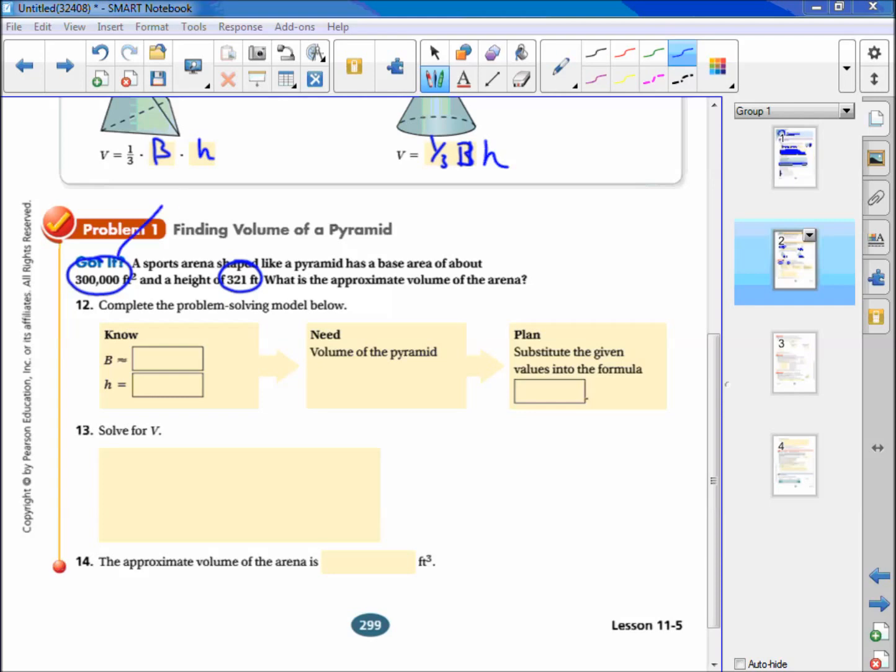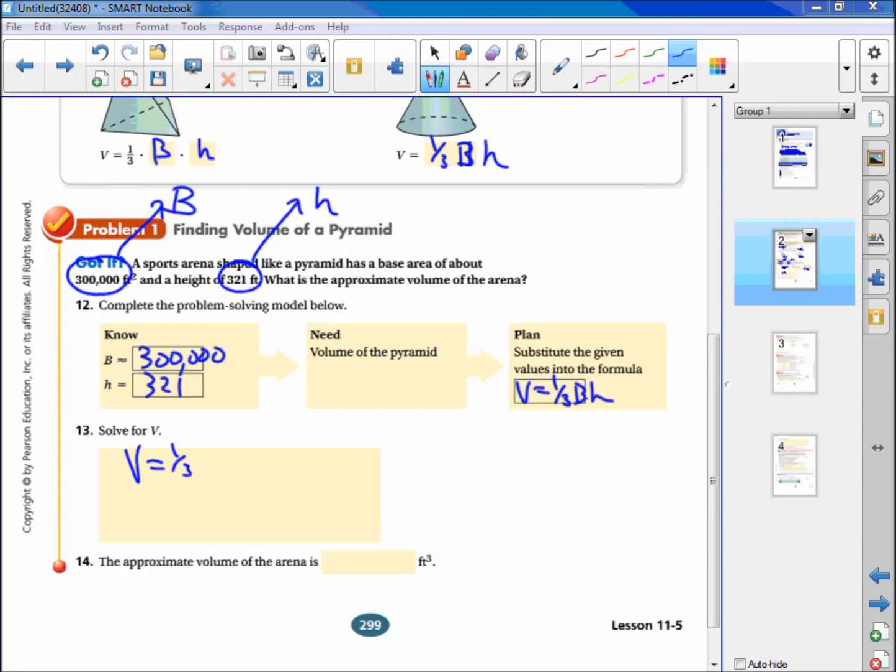So this is the area of the base, and this is the height. Okay, what is the approximate volume of the arena? So we know the area of the base is about 300,000, and we know the height is 321. And we need to find the volume, so we're going to substitute the given values into the formula. V equals 1/3 BH. All right, so let's put those in.